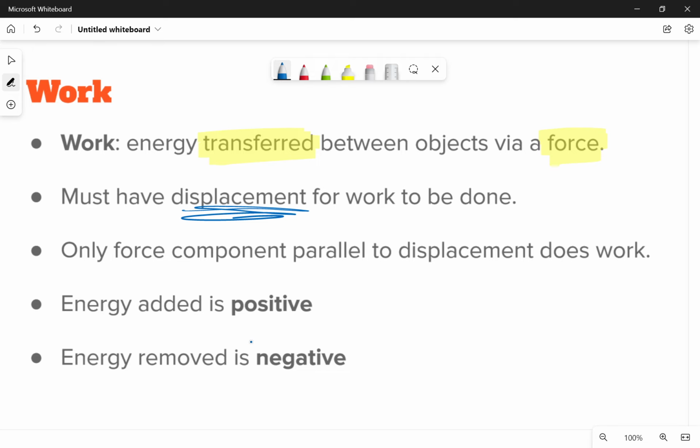And the second thing is what we'll see is that we still have this idea of things that are 90 degrees apart from each other don't affect each other. And so a force will only do work if there's a component that's parallel to the displacement. So we have to look for a displacement and a component of force that is parallel. Now, it could be adding energy or it could be removing energy. And so what we'll see here is that work could have a sign. It could be positive if it's adding energy, or it could be negative if it's removing energy.